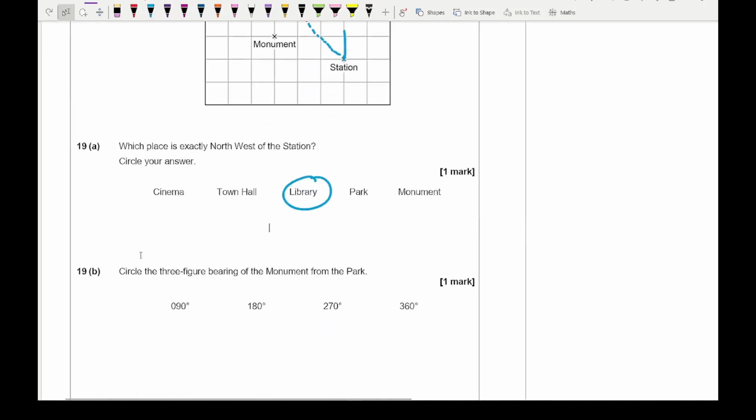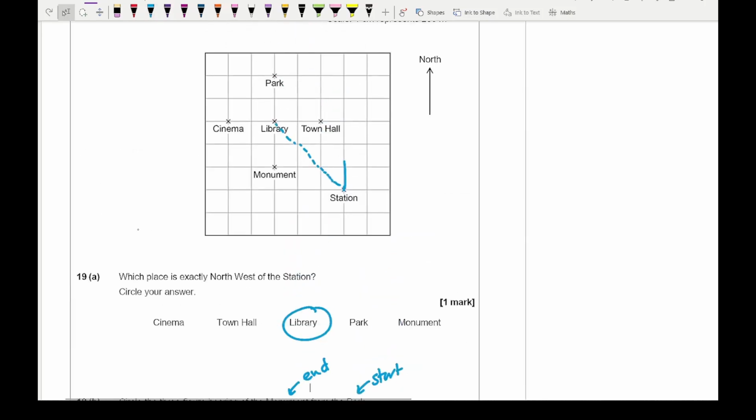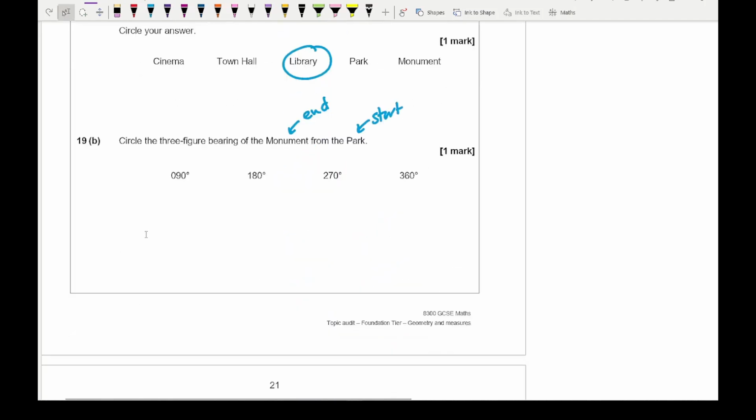It then says circle the 3-figure bearing from the monument from the park. So the park is where we're starting, and the monument is where we end. So if I find the park, which is here, and the monument, which is here, and I draw my north line going in a clockwise direction, the angle of this is going to be 180 degrees. So I just need to circle that second option.